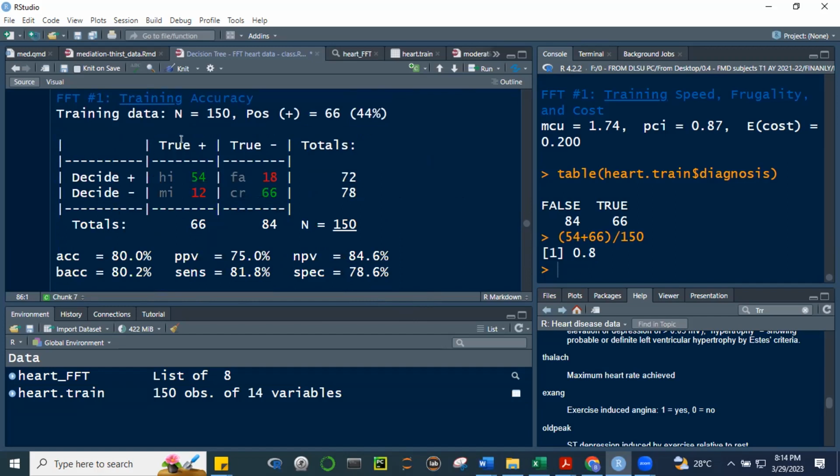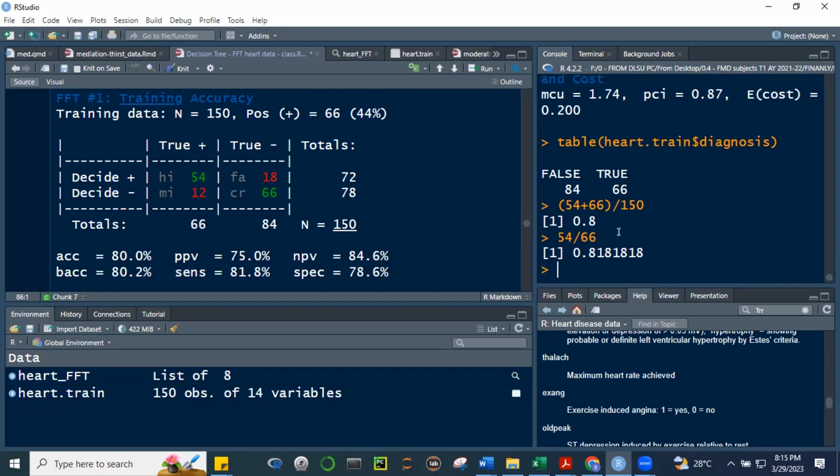Eh, tapos may levels pa yan dito, no? Dito. So dito, alright, dito, 54 were correctly specified. Dun sa mga 66, no? Dun sa mga may heart attack, 54 yung tamang prediction out of the 66 na may heart attack. Okay? So nakikita nyo to 0.2, no? 80.2%. Alright, ito yun. Okay?